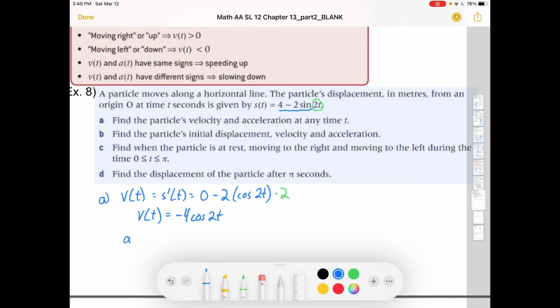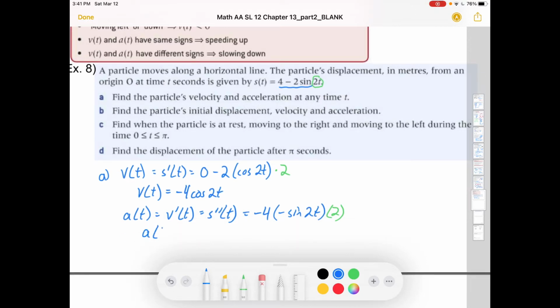The acceleration function is the derivative of velocity, or the second derivative of position, or displacement. So when we differentiate this, our negative 4 will stay. We're just differentiating the velocity function. Negative 4 stays. Cosine goes to negative sine. We might think about that wheel of trig. And then we have, from the chain rule, that 2 that we multiply by. So the acceleration at any time is given by positive 8 sine of 2t.